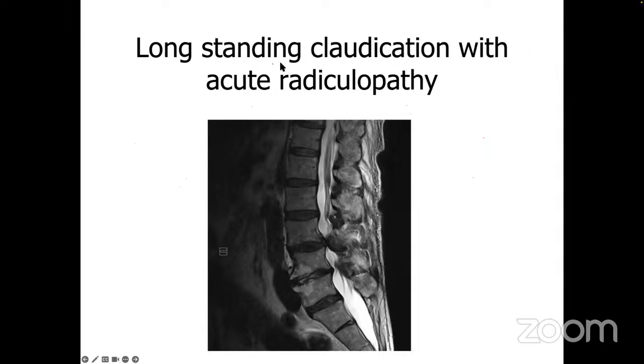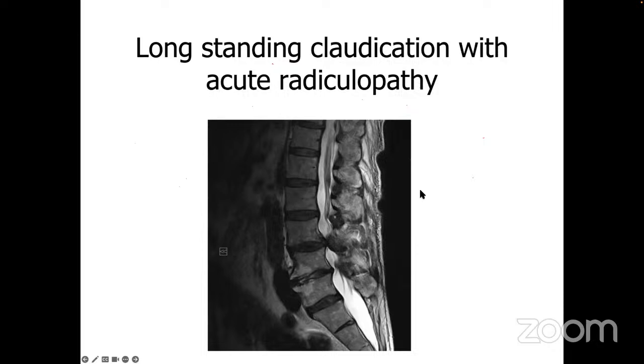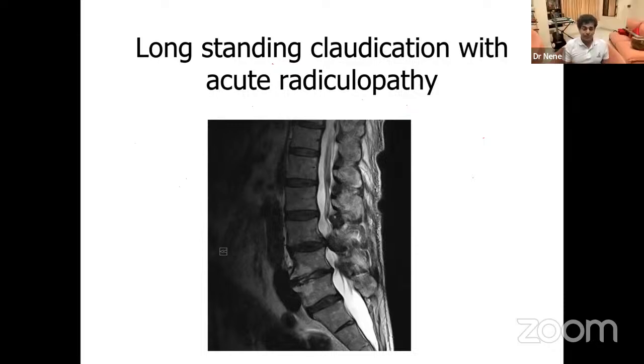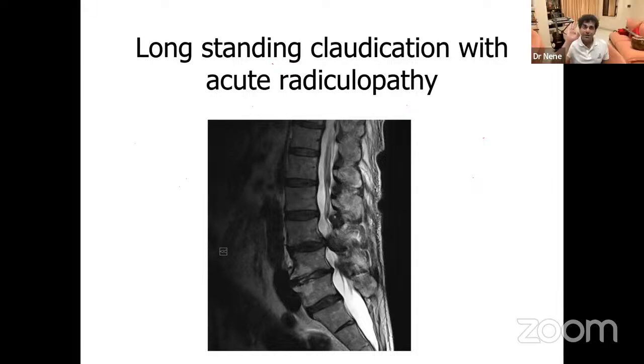What is the cause of acute radiculopathy, sir, in this patient? Yes, there are two likely causes. So, let me reframe your question. If a person comes with an acute radiculopathy over a chronic lumbar stenosis, what are the possible three diagnoses? One is facet cyst. The other is disc prolapse. And the third is disc listhesis.